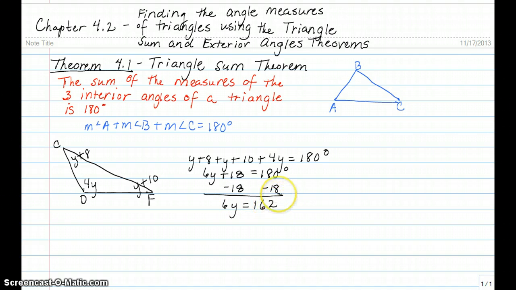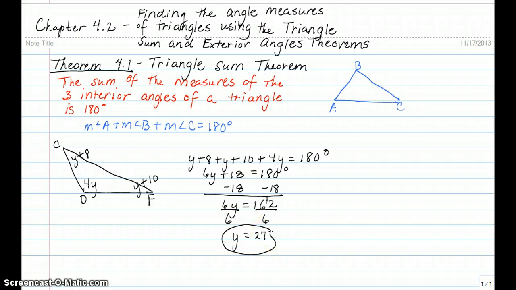162 degrees. We're going to use the division property of equality, divide both sides by 6. And y is going to equal, and you do not need a calculator for this, 6 goes into 16 two times. 6 times 2 is 12. The difference between 12 and 16 is 4. So I'm going to put the little teeny 4 right there. So that's 42. 6 goes into 42 7 times. So y equals 27, or 27 degrees.